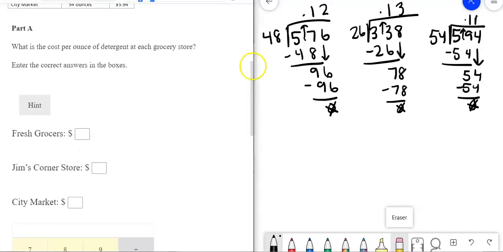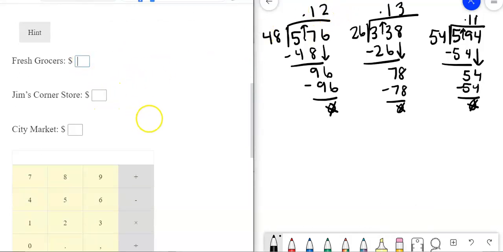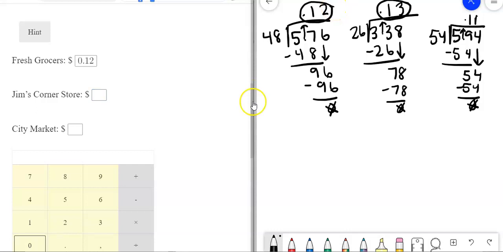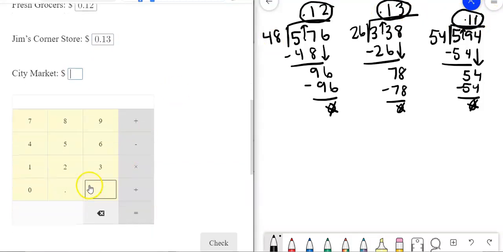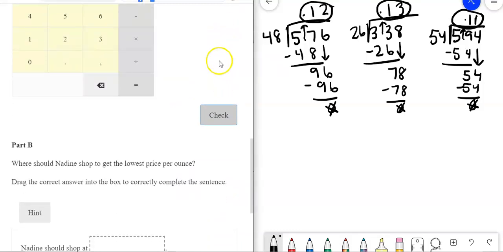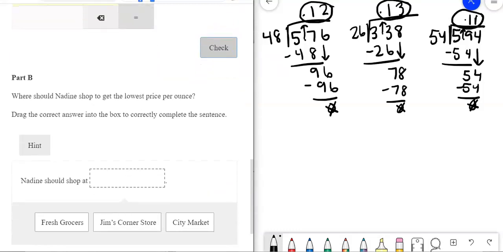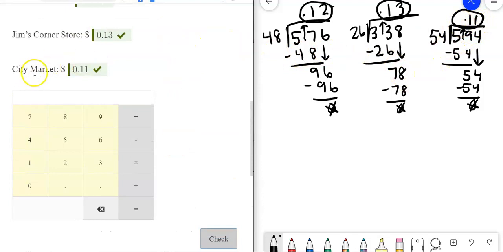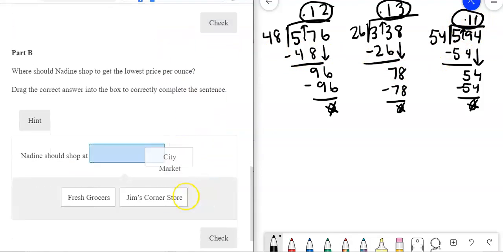Okay, now we're going to take this information and put it right here. So this first one, we have 12 cents, because that's right here. The second one, we have 13 cents. And then the third one, we have 11 cents. Part B. Where should Nadine shop to get the lowest price per ounce? So the lowest one is the 11-cent one. If we look up here, that's at the city market.